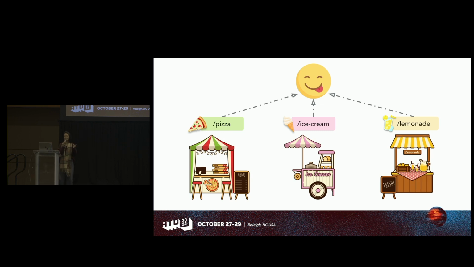You place your order. You still want pizza, lemonade, ice cream. They give you one buzzer. You go take your seat. Eventually, the buzzer goes off, and you get all 3 at the same time.